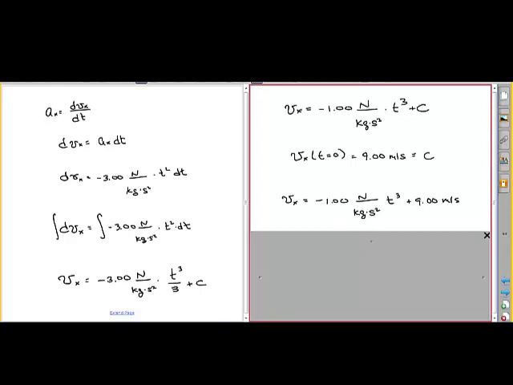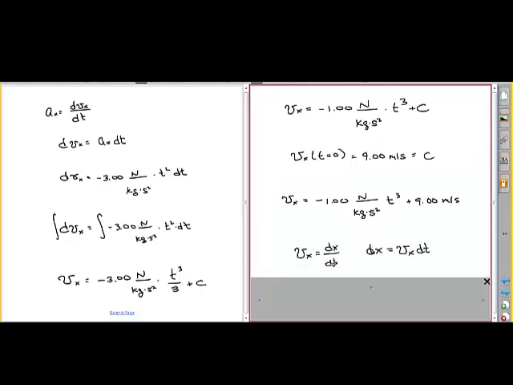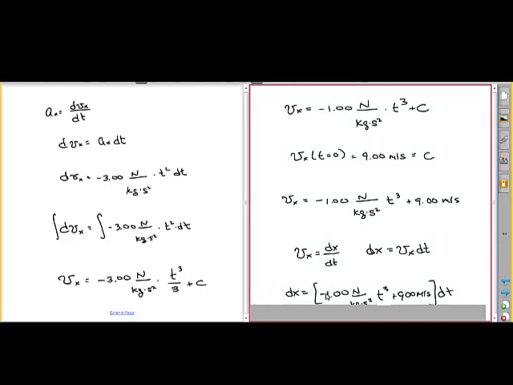So what do we do now? We take the definition of the velocity in terms of the derivative of the displacement with respect to time. Multiply both sides by dt. Plug in our known value for v sub x, which includes this constant in this case. So we get dx is equal to v sub x, which is this thing in the square brackets, times dt. So we integrate both sides.